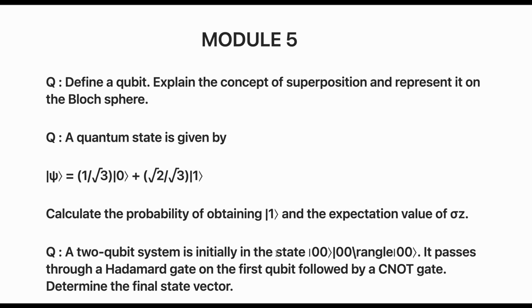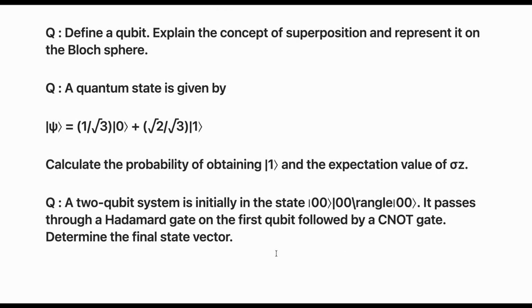Now move to the third question, which is: a 2 qubit system is initially in the state |00>. It passes through a Hadamard gate on the first qubit followed by the CNOT gate. Determine the final state vector. I also solved this in my videos. You can go and check it from there for a good and better explanation.